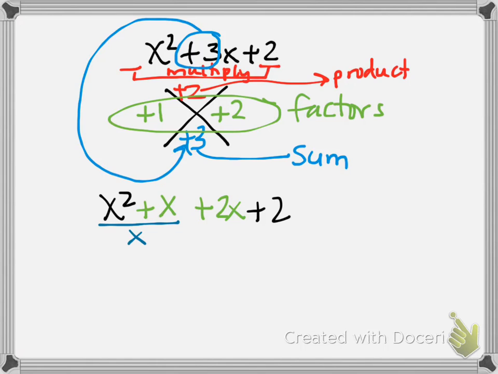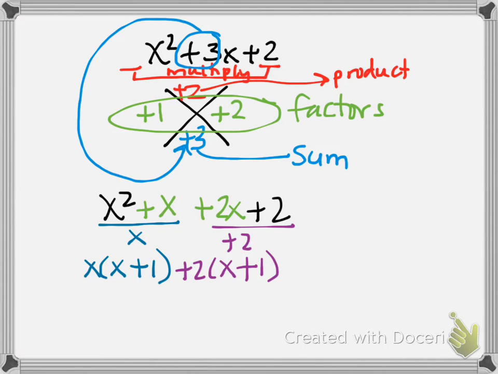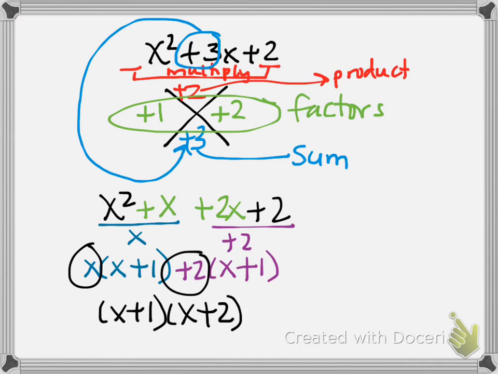These two have an x in common, giving me x times the quantity x plus 1. These have a positive 2 in common, which gives me an x plus 1. And then overall, they have an x plus 1 in common, and the two coefficients make an x plus 2. And there's my answer.